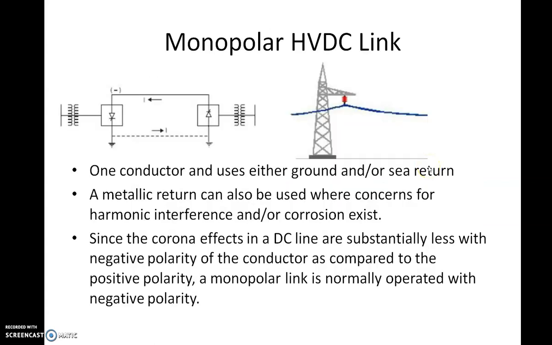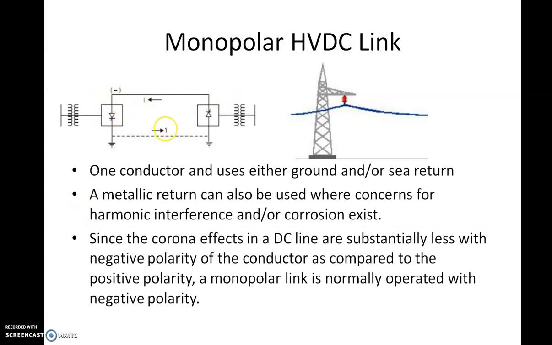Now let us talk about the HVDC link. Now there are different types of HVDC link. The first type of HVDC link is called a monopolar HVDC link. What is a monopolar HVDC link? It has only one conductor and it uses either ground and sea return or ground or sea return. That means you can use ground and sea, or ground, or sea. Right? So there is a single conductor.